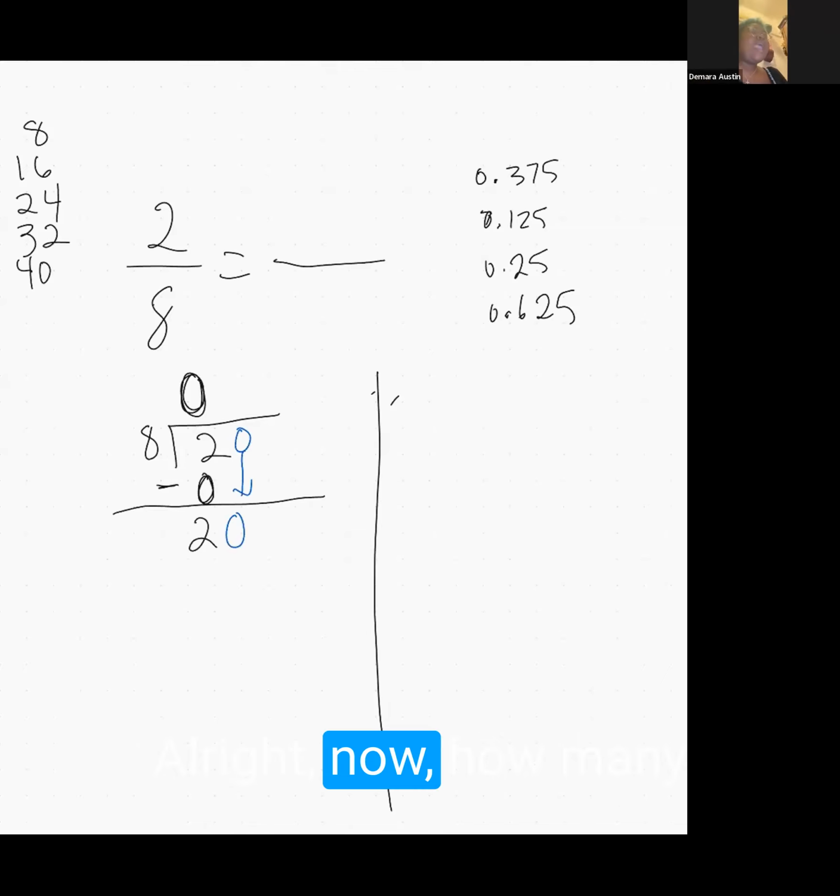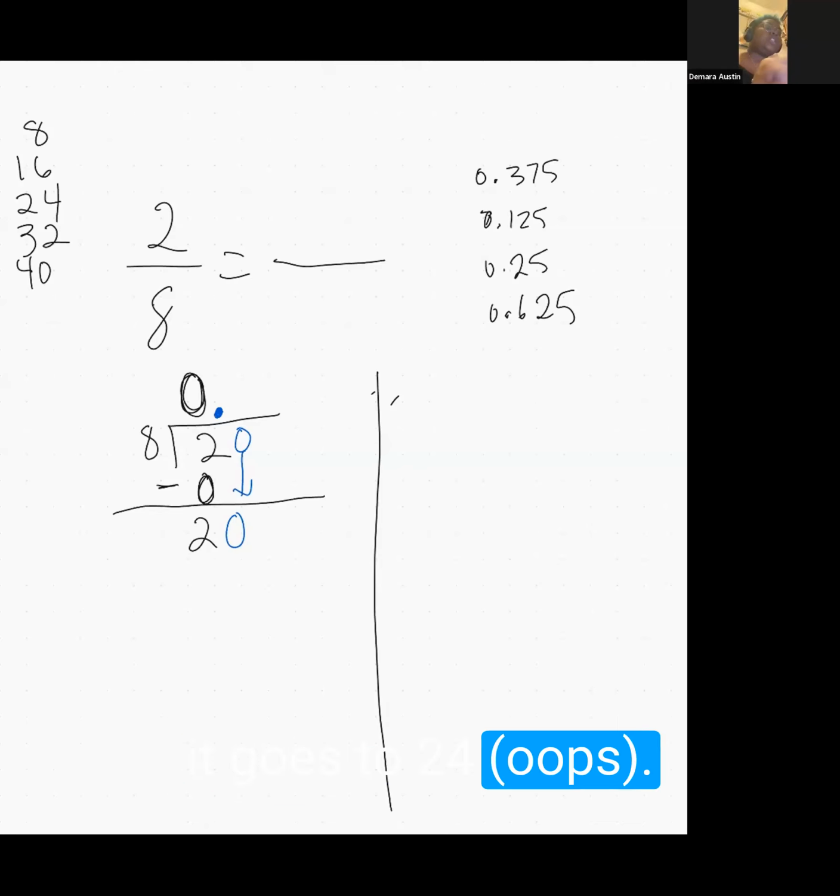All right. Now, how many times does 8 go into 20? How many 8s can we fit into 20? 2 times, because 8 times 2 is 16. 3 is too much because it goes to 24. So I'm going to put a 2 up here.